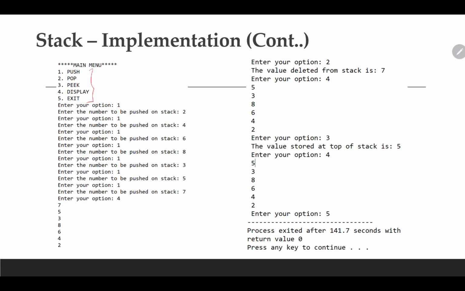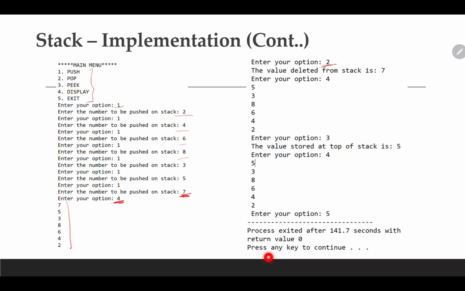These are the main menu options. I'm giving the first option, so I'm pushing the elements 2, 6, 8, 7, 3, 5. Then by using the display option 4, I have displayed all the elements, and then I am giving the option 2. The topmost value should be 7, right? 7 means the last entered value here is 7.